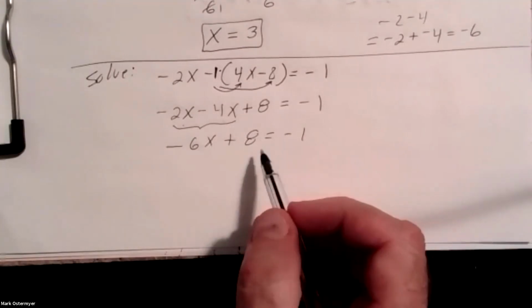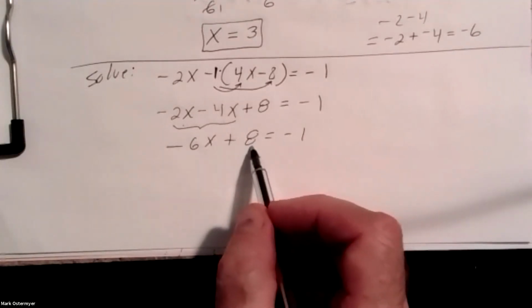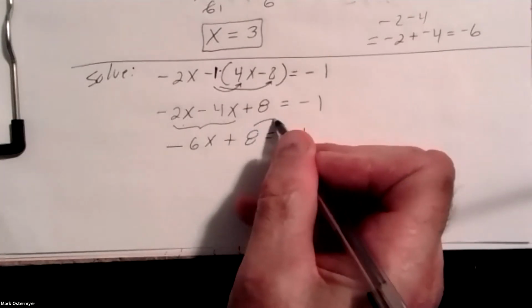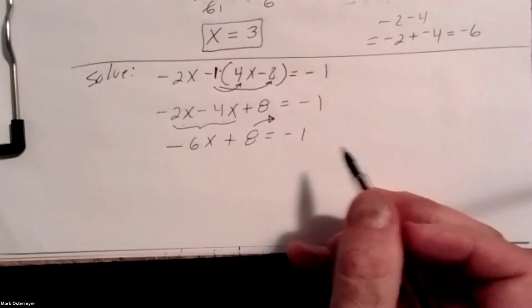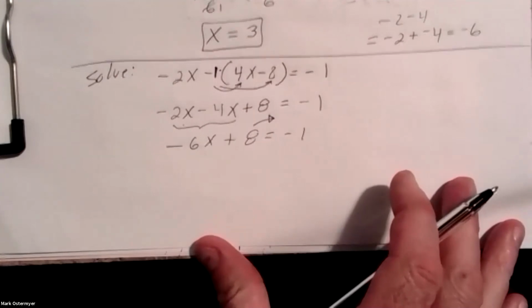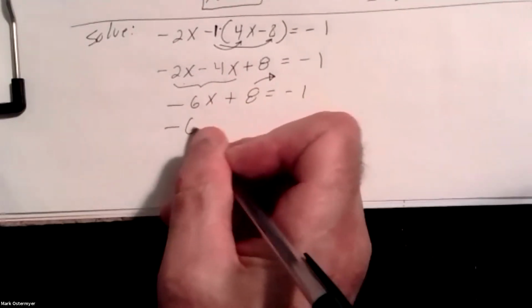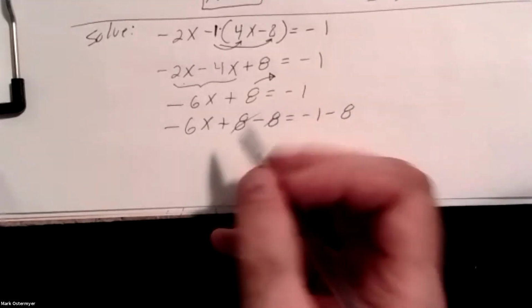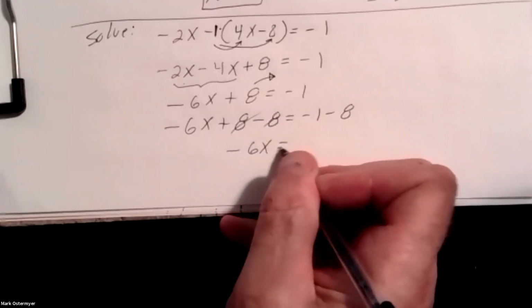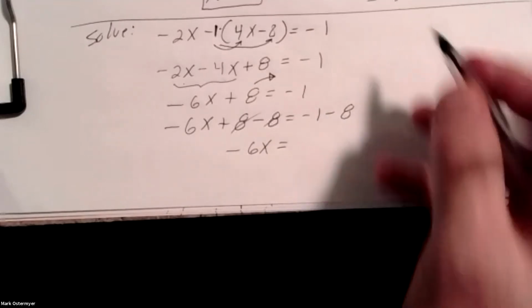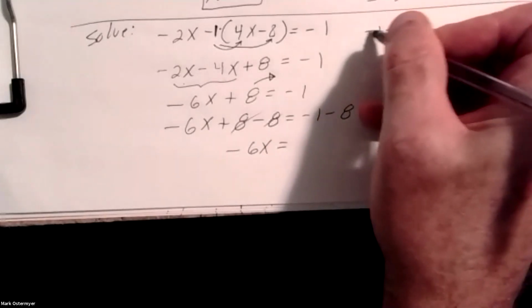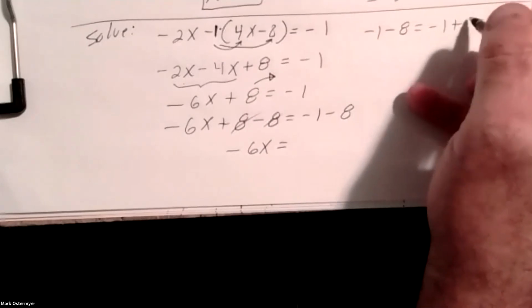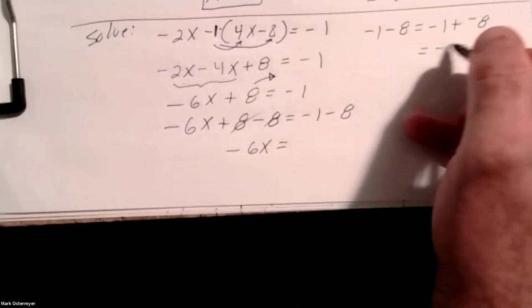Now it's time to continue to separate the variable terms on the left side versus the constants on the right side. So I have to move this positive 8 over to the right side. How do we move a positive to the other side? Subtract. We have to subtract off 8 from both sides. The 8's drop out on the left side to 0, leaving you with negative 6x. And on the right side, negative 1 subtract 8. Negative 1 minus 8 is really negative 1 plus a negative 8, which nets us a negative 9.